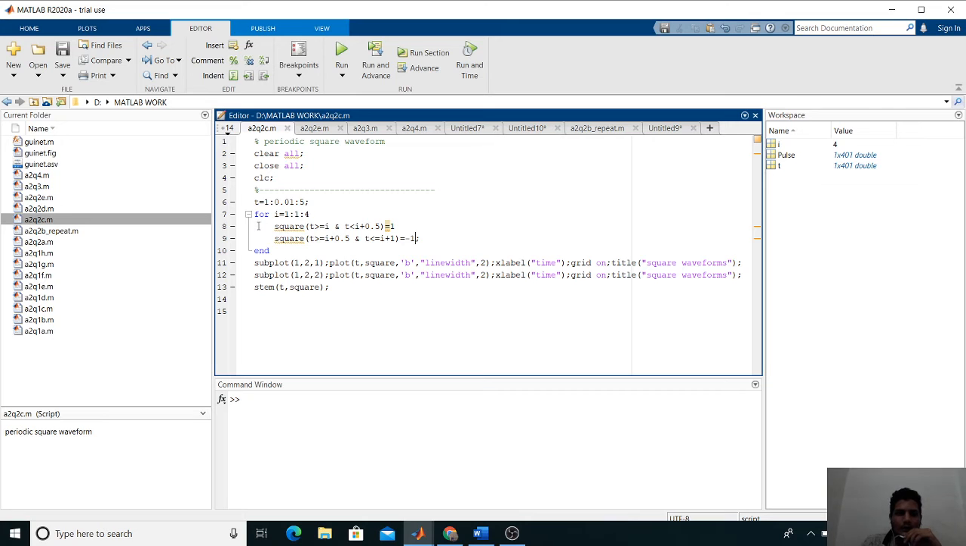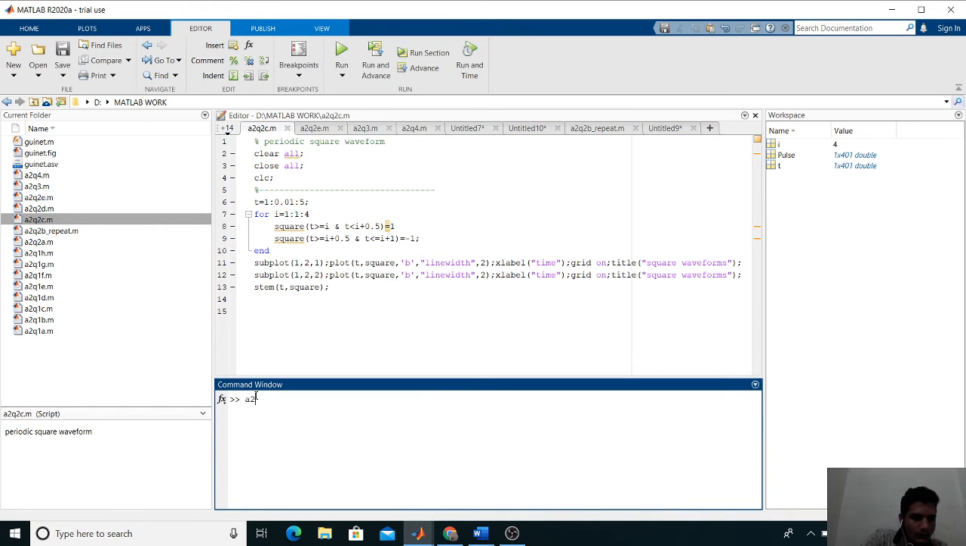Periodic square waveform, and I have made the conditions for t from this to this for the square waveform. It is +1 for t greater than or equal to I and t less than I plus 0.5, and it is -1 for t greater than or equal to I plus 0.5 and t less than or equal to I plus 1. This is for continuous and discrete, as you know. Let's run it and see, Q2 3.